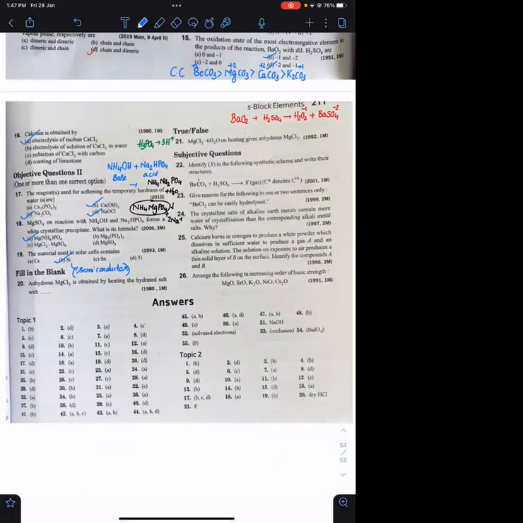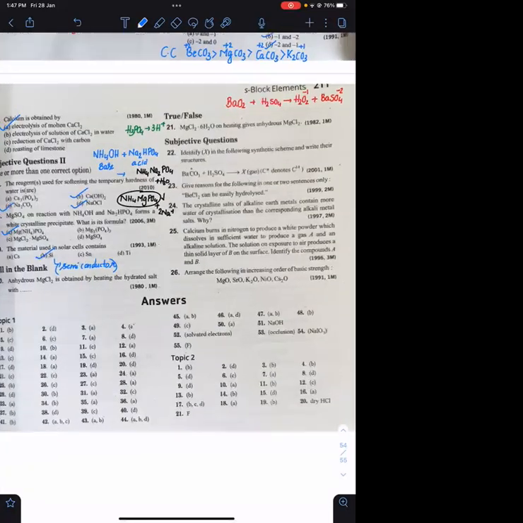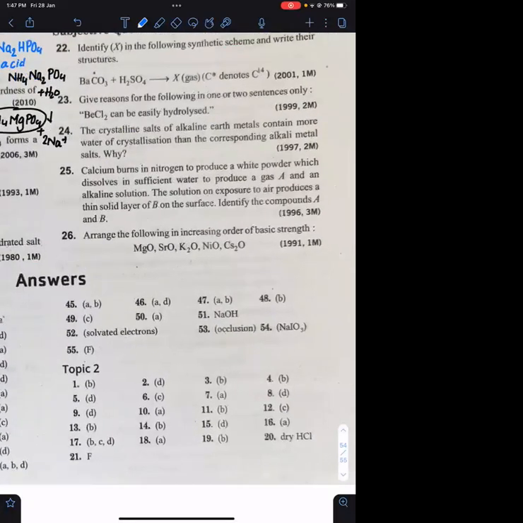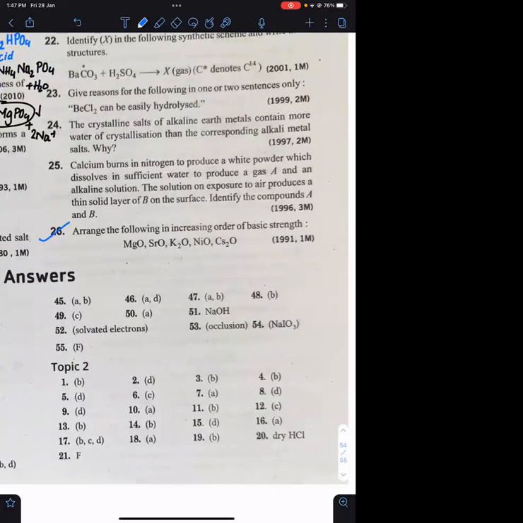Okay. I want you to solve only one question from this. The 26th question, tell me the answer. Arrange the following in increasing order of their basic strength, starting from the least basic compound.